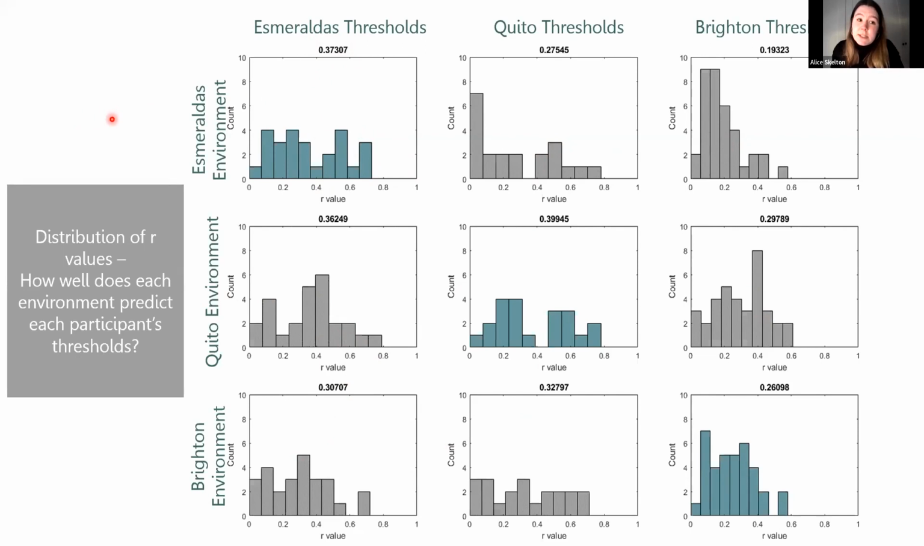And we could test that statistically by turning these R values into Fisher's Z's and then doing a Z test. So a Z test will compare whether or not there is a statistical difference in the distribution of, say, this distribution and that one. And what we find is that none of these distributions are statistically different from each other. So that means that the participant's own environment does not appear to be particularly better or worse than any other environment at predicting the thresholds of participants living in those environments.